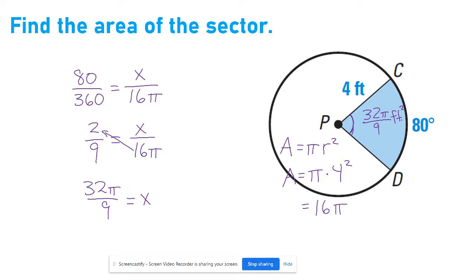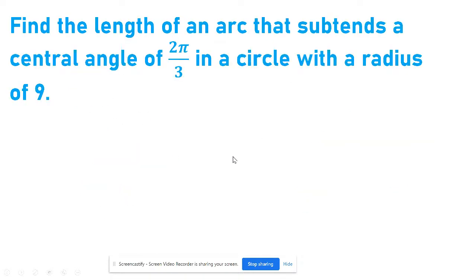So again, it's just another proportion. It's just cross multiplying again, this time with the area formula. So it's just a matter of recognizing what you're looking for and setting up a proportion that will help you find that particular measurement.